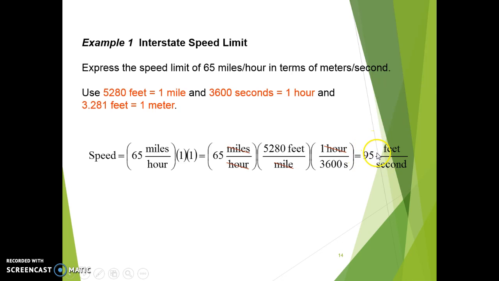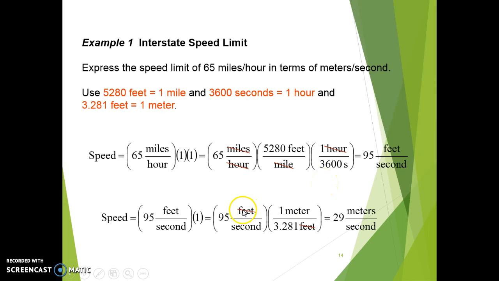How did I get this value of 95 feet per second? Well, I took my original quantity, 65 miles per hour, multiplied it by everything on top, so multiplied by 5,280, multiplied by 1, and then divided by everything on bottom. So divide by 1 mile and then divide by 3,600 seconds and we get 95. But that's feet per second. We want meters per second. So we need one more conversion factor to get rid of feet and convert it to meters. Since feet were on top, I put the 3.281 feet on bottom and the 1 meter on top, took 95, multiplied by 1, divided by 3.281, and I found a box-worthy answer of 29 meters per second. All right, good.